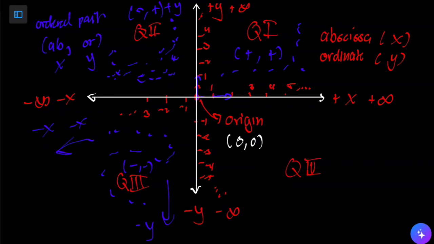And lastly, your points in the fourth quadrant will be going here, towards the positive x direction and downwards in the negative y. So your abscissa and ordinate for the fourth quadrant should be positive and negative.